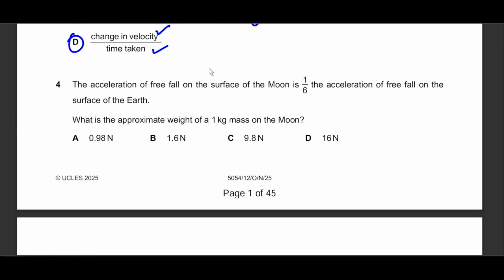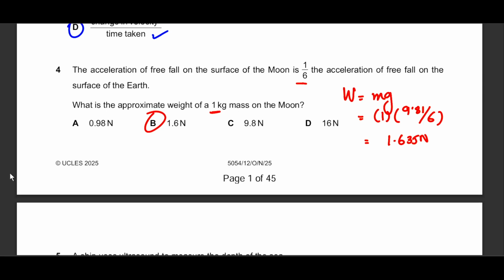Next question, question 4. It says the acceleration of free fall on the moon is 1/6 of the acceleration on the Earth. What is the approximate weight of 1 kg mass on the moon? So we want to find the weight, which is going to be W equals mg. This is simply 1 kg times g of Earth, which is 9.81, divided by 6. Our answer comes out as 1.635 newtons, which is option B.